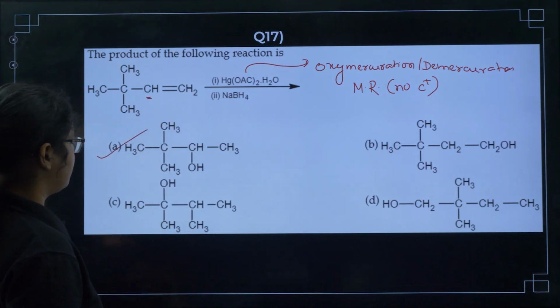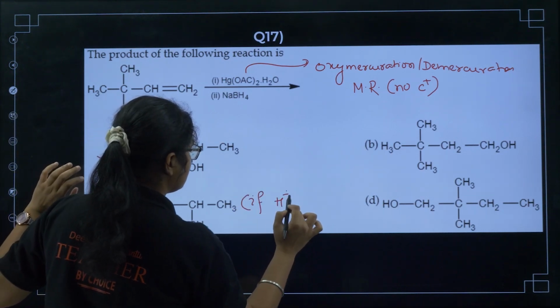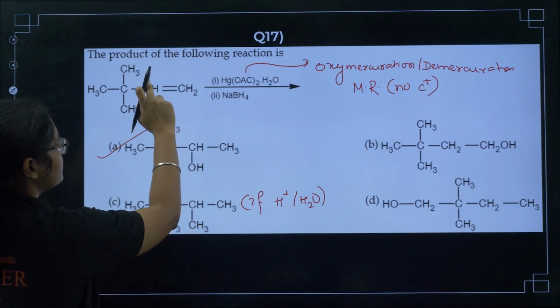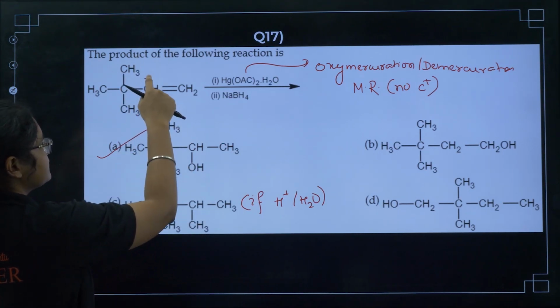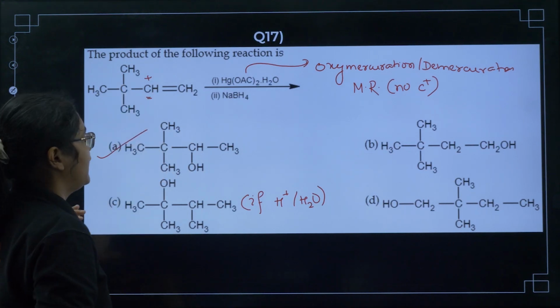Now the product would have been option C if it were given direct H plus and water. If this is given, first this bond will break, and a carbocation will form. After that rearrangement will take place, this CH3 will come here and a carbocation will form here, and here the OH will be attached.